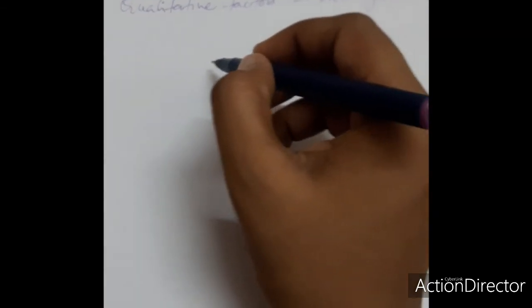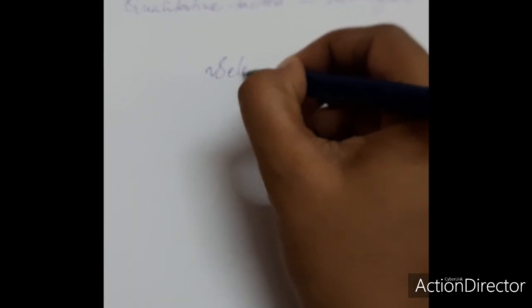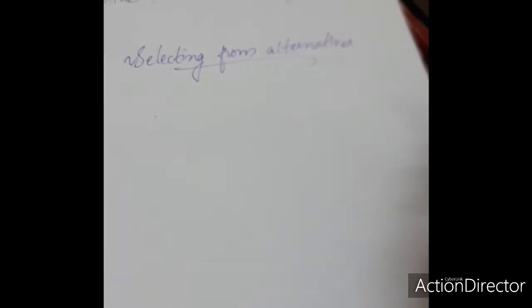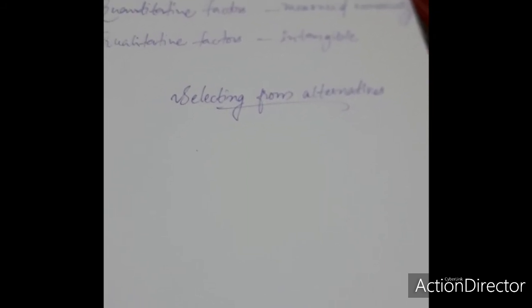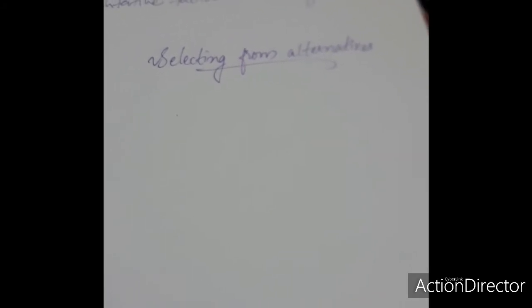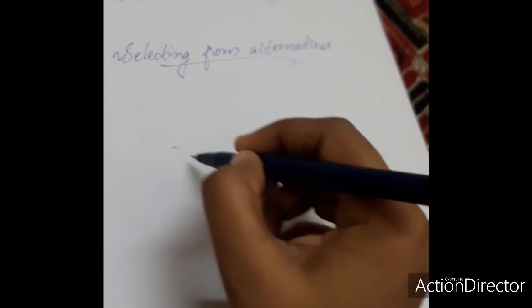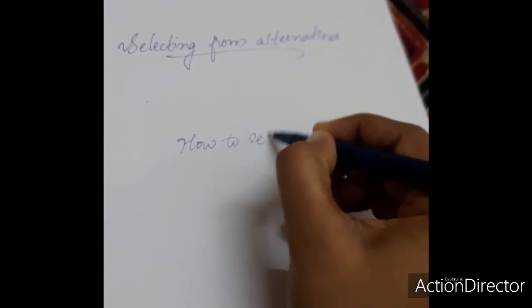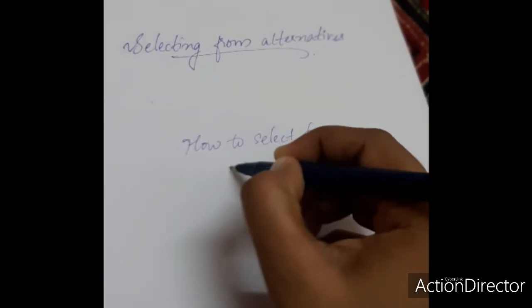Our next topic is selecting from alternatives. We've already evaluated the alternatives. Now we're selecting from the alternatives. Experience, experimentation, and research and analysis are the three common approaches usually employed in selecting from alternatives. So how to select from alternatives?